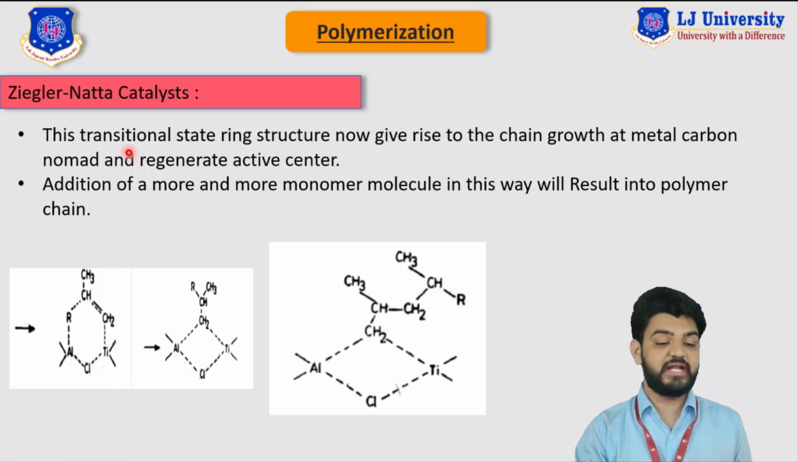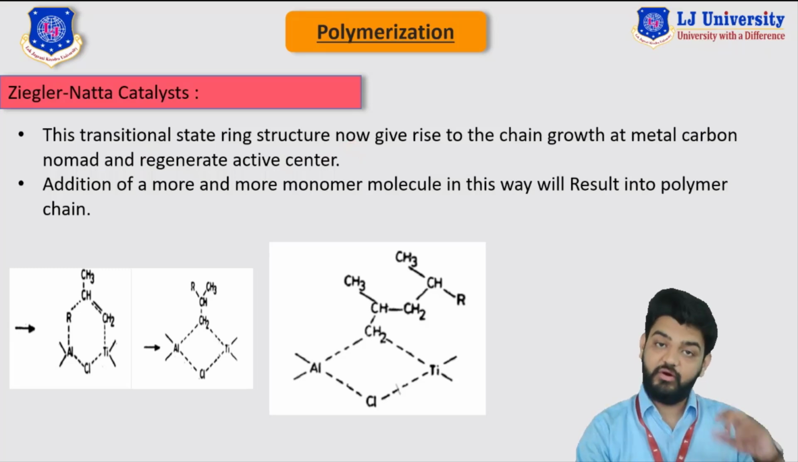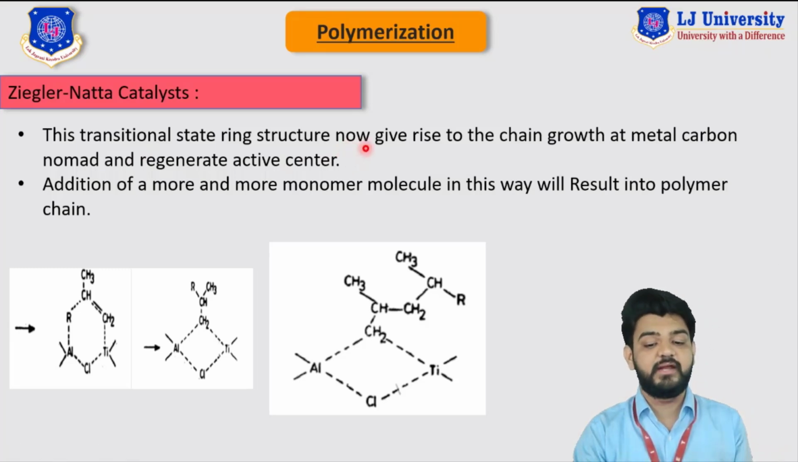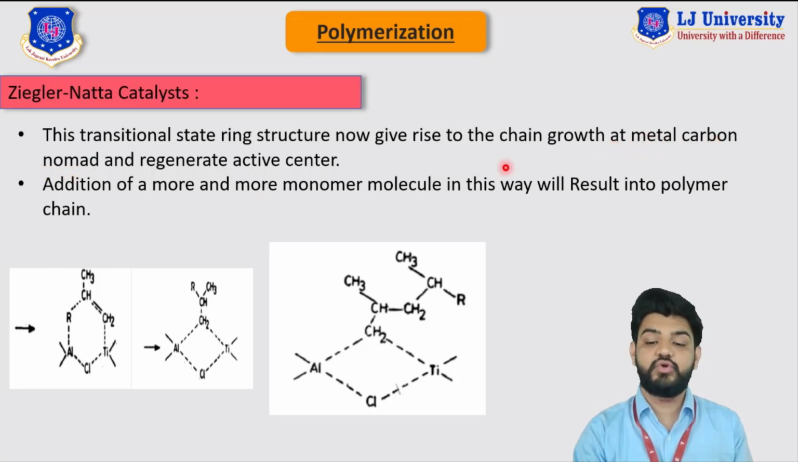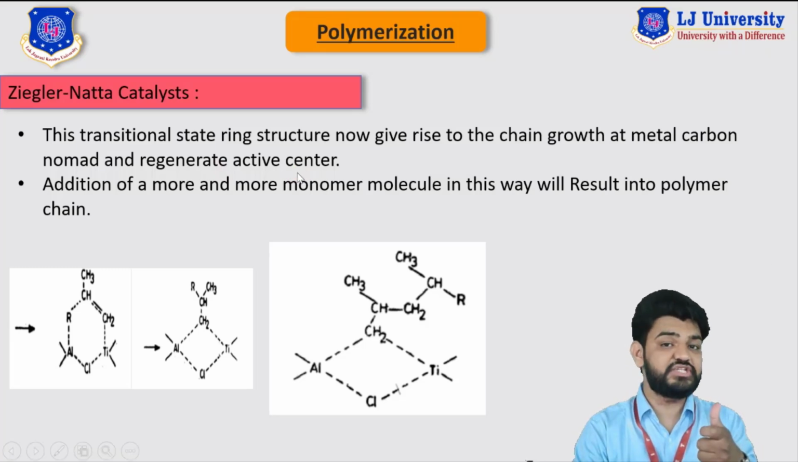Now this transition state ring structure that I described in the previous slide gives rise to chain growth at the metal carbon bond. This is the bond. So at the metal carbon bond, it regenerates the active center. Now let's see how this regeneration takes place. But before that, let me just show you the propagation step. Here this is the thing that we produced in the previous slide.